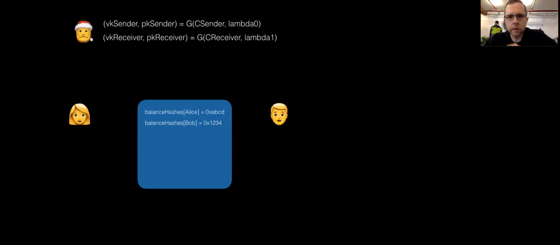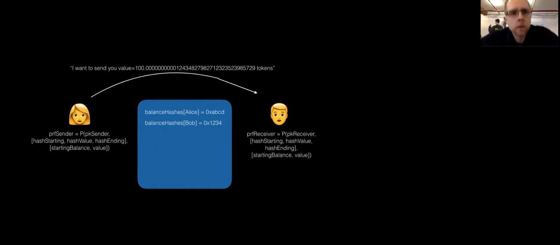So how does it work now if Alice wants to send some tokens to Bob? Here is what Mike was talking about. In this out-of-band communication, like an email or whatever, Alice says, hey, I want to send you 100 tokens. It looks really weird now, but if you just say 100 tokens, someone can guess and reverse engineer that hash. So this is a way to put some entropy in the value, so that it's hard to reverse the hash. So she wants to send 100 tokens.